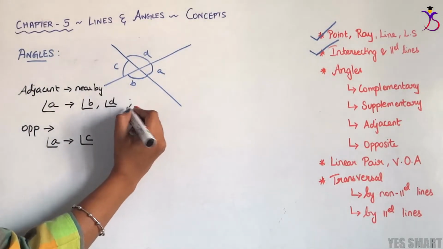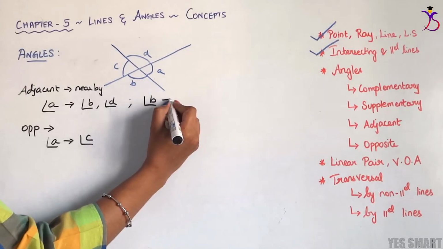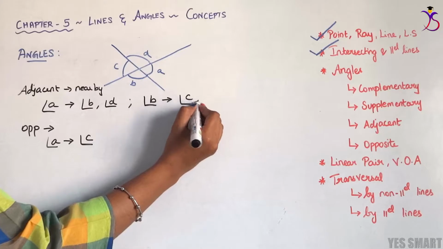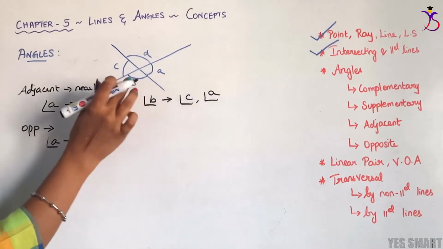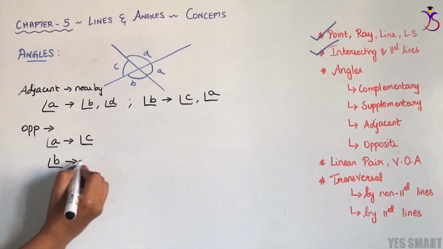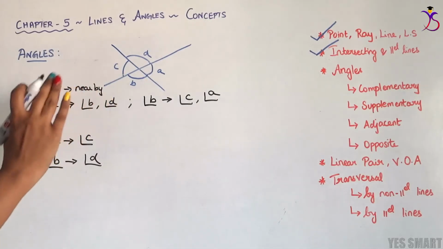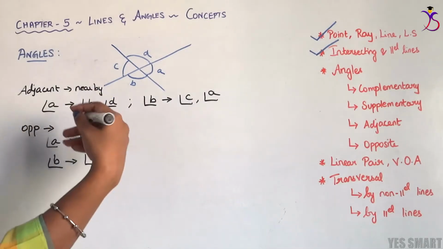Similarly, when we look into the adjacent angles of angle B, we have angle C and angle A because they are neighbor angles of angle B. When you look into the opposite angle of angle B, we have angle D, which is straight opposite. This is also applicable to a quadrilateral.